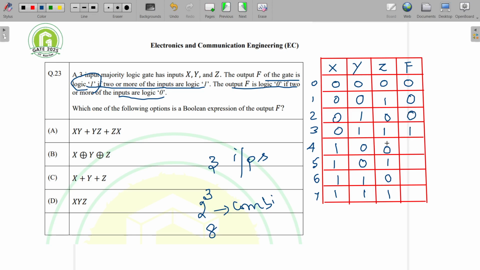In 1, 0, 0 the majority is 2 zeros, so the output is 0. Here 1, 0, 1: the majority is 2 ones, right? So the output is 1. Here 1, 1, 0 the majority is 1, so the output is 1. Here 3 ones, so it is again 1. Okay, this is how we fill up this truth table. This is the truth table for the functioning of this particular logic gate.